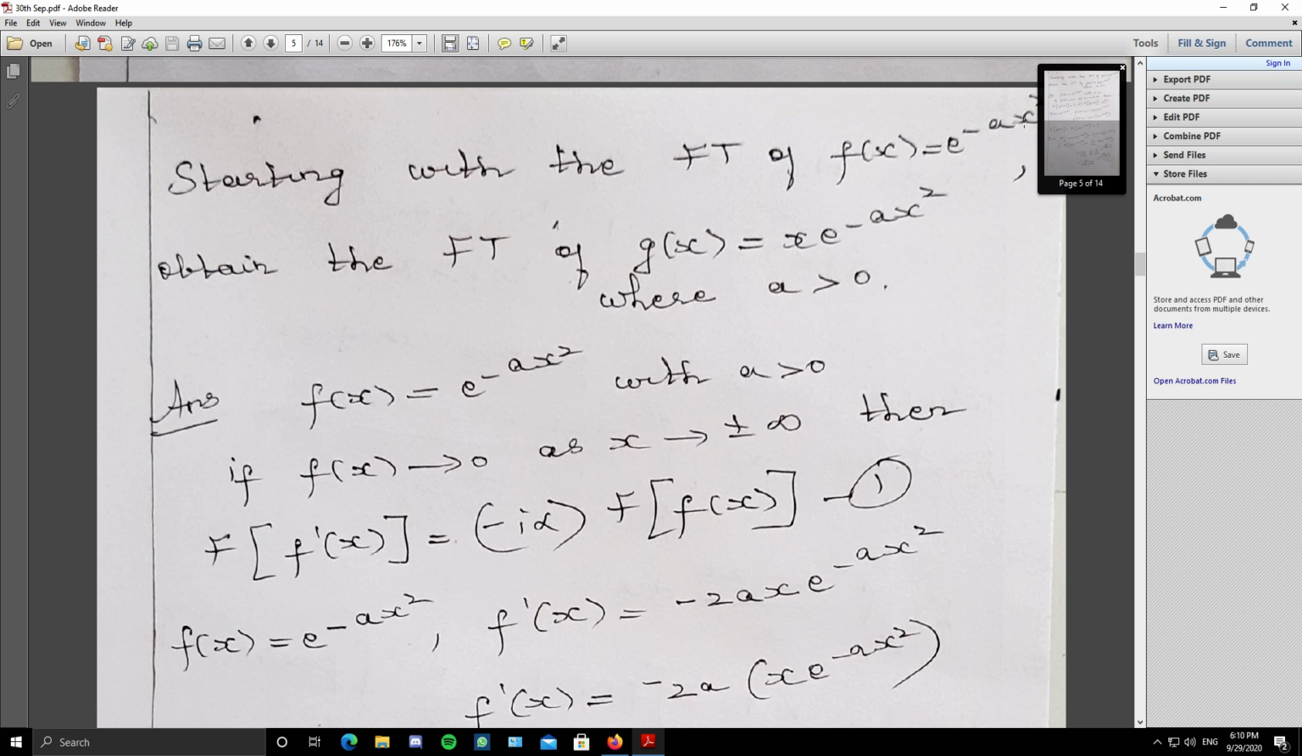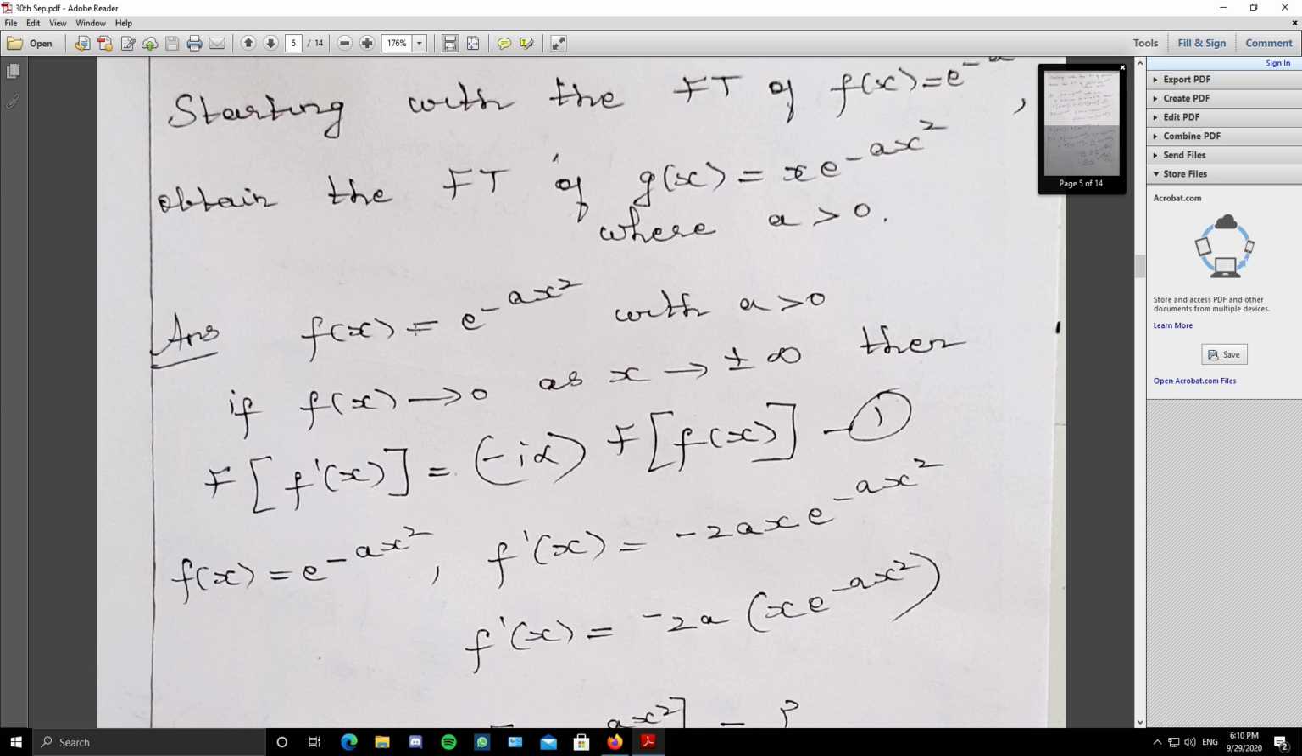If you differentiate x square, you will get 2x. So you have to use transform of derivative. I repeat, if you differentiate x square, the derivative of x square is 2x. So from that you will get x e power minus ax square. So we have to use transform of derivative property. What is that property? If f of x tends to 0 as x tends to plus or minus infinity, then the transform of f dash of x is minus I alpha into transform of f of x.